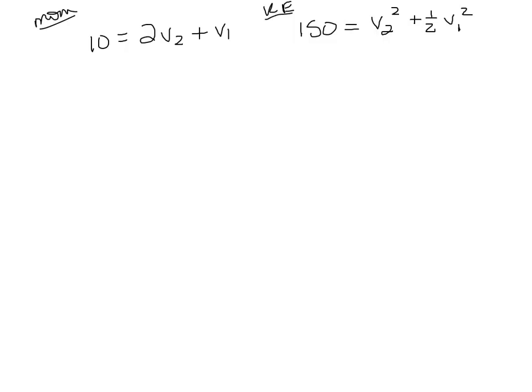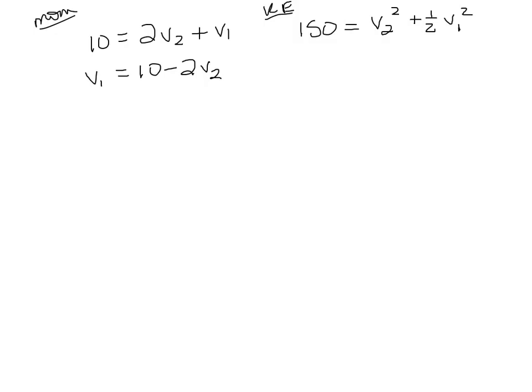So two equations, two unknowns. We have two choices. We can do elimination, or we can do substitution, or we could graph them and see where the intersection of the two is. This one, if we look at this equation, is very easy to rearrange and solve for V1. We can make it say V1 equals. So when we rearrange this, we get V1 equals 10 minus 2V2.